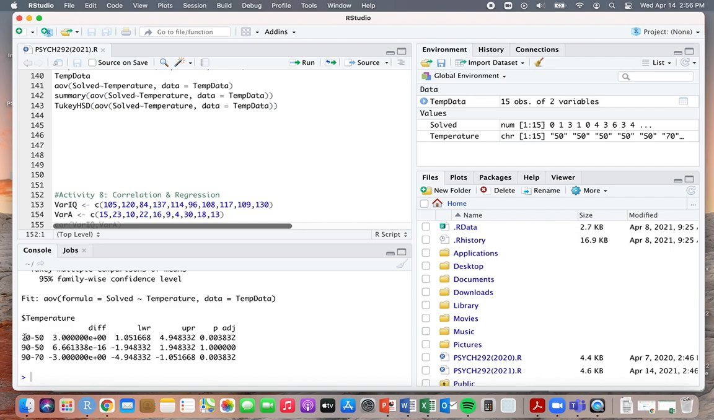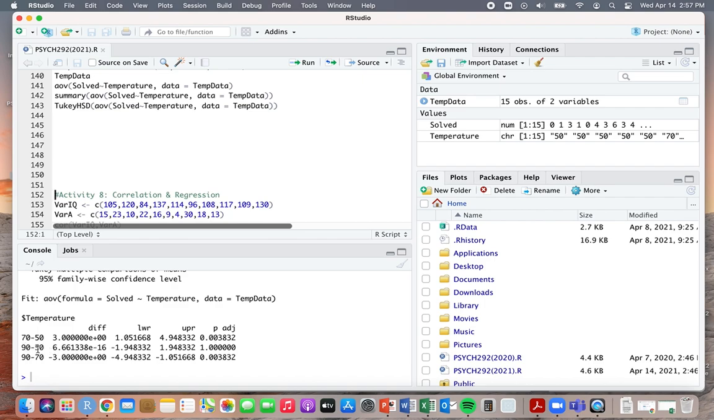If we look at the 70-degree group minus the 50-degree group, it's a difference of 3. We can see the 95% confidence interval with 3 at the middle of that confidence interval, and then the lower boundary and the upper boundary. Notice that the value of 0 is not contained in this interval, and that's an indication that we have a significant difference. But we can just look at the p-value. It's less than 0.05, and that means that the 70-degree group and the 50-degree group are significantly different from each other.